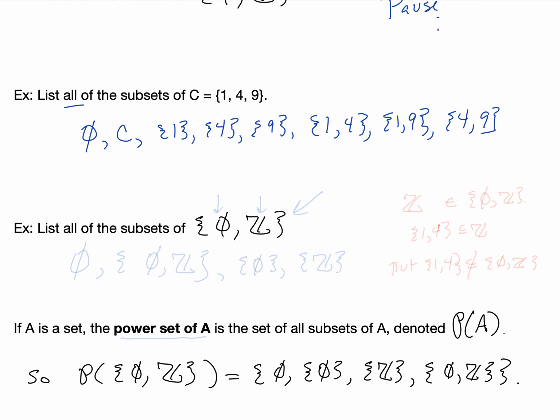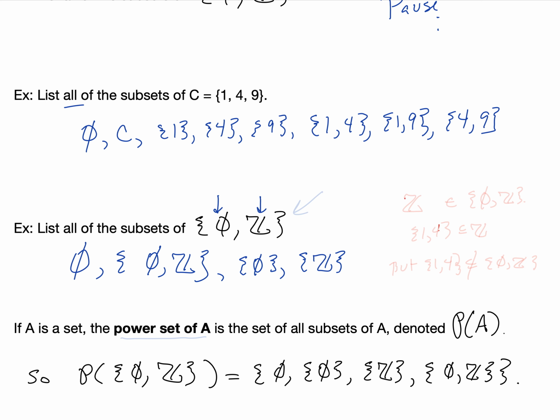So let's also list all the subsets of the set containing the empty set and the set of all integers. So again, the empty set itself is going to be a subset of it. The entire set, empty set, integers, is a subset of itself. So that's going to be another one of these subsets. What else? Well, this is an element, so the set containing just the empty set is also a subset of that. And this is also an element, so the set containing the set of all integers is also a subset. So those are our 4 subsets.